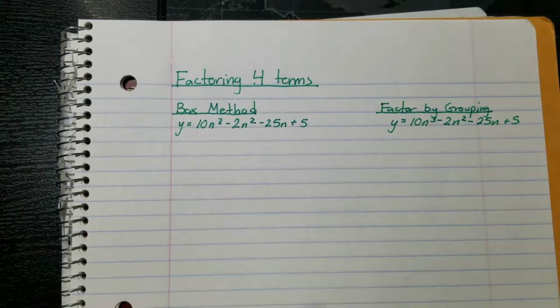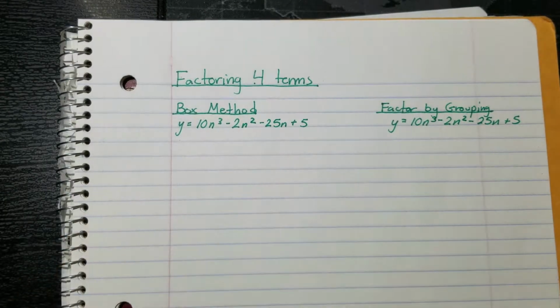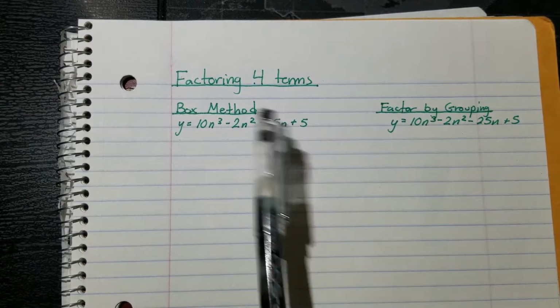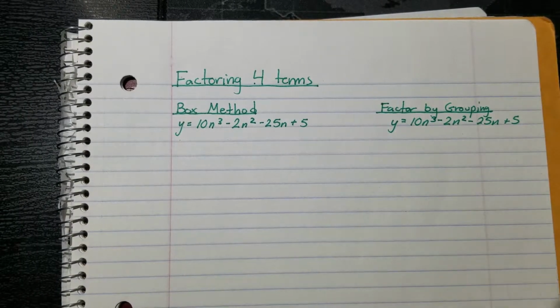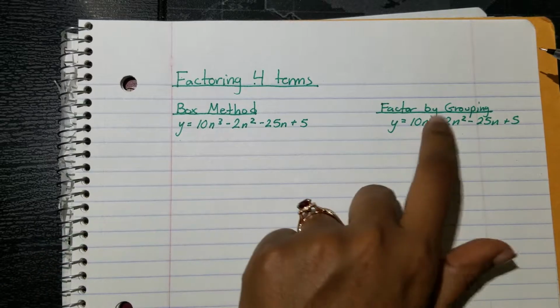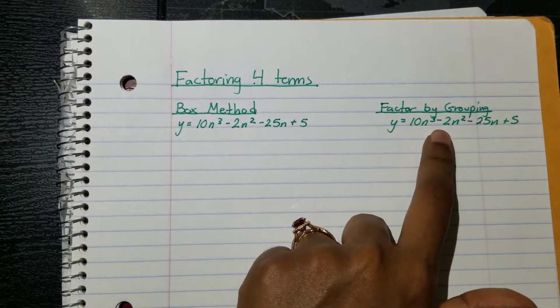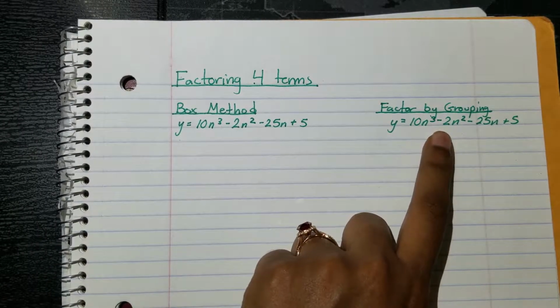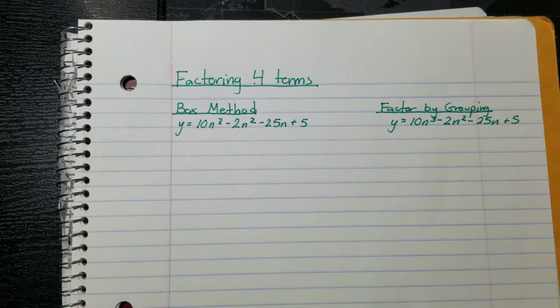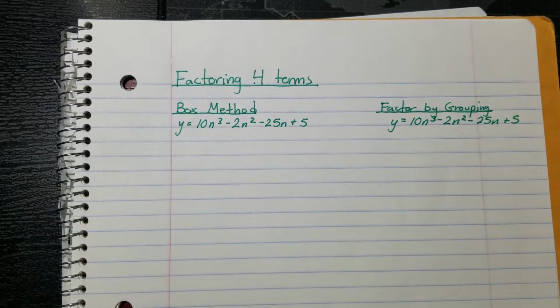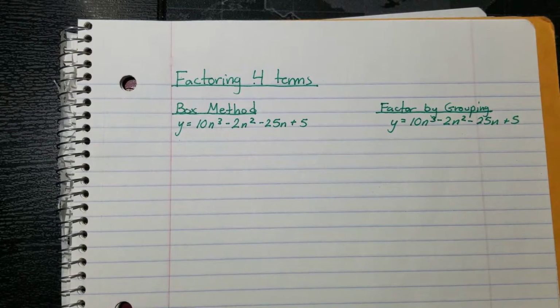Hey everyone, so today we're going to cover factoring four terms, and there's two methods to doing this. There's the box method, and then there's factor by grouping. Factor by grouping actually stems from the AC method in one of my previous videos, but there are times when you're just given four terms and they still ask you to factor. So the question is, how do you deal with those situations? So let's start off with the box method.